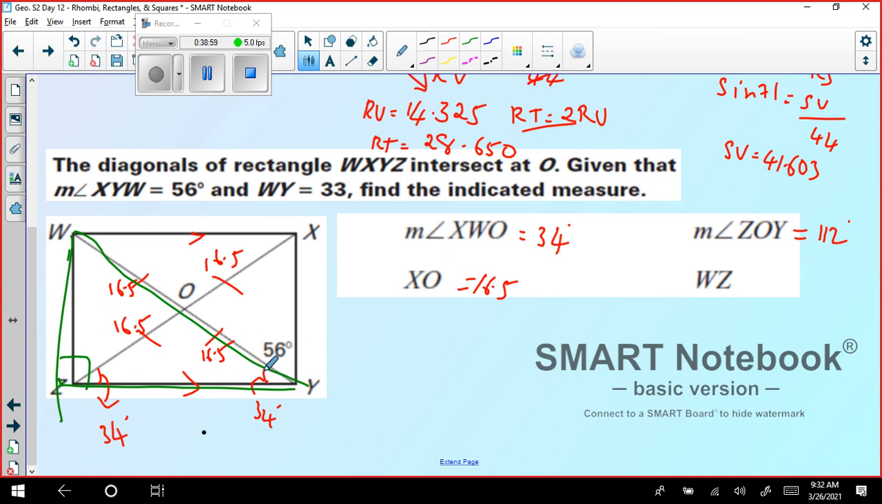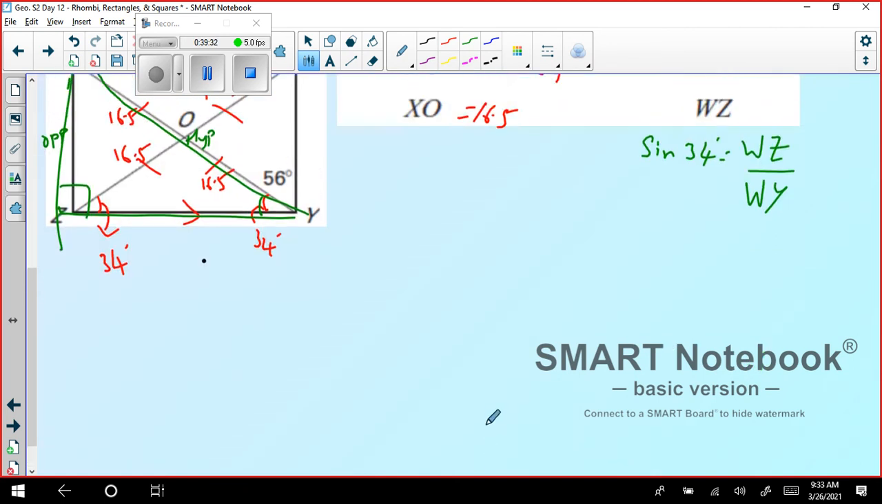With reference to 34 degrees, I am just taking this angle as a reference. With reference to 34 degrees, this is my opposite and this is hypotenuse. So I can say sine 34 degrees equals opposite, which is WZ, over hypotenuse, which is WY. And then we will substitute whatever we have. We have WY, which is 16.5 plus 16.5, which is 33.